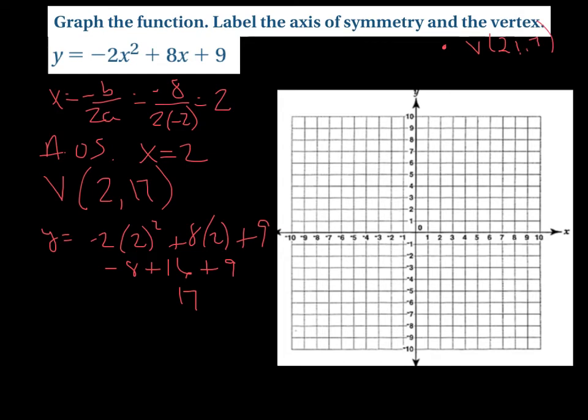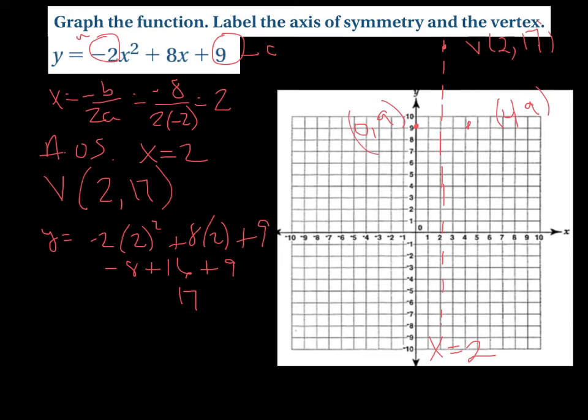Okay. Clean that up a little bit. (2, 17). I know my graph is going to open down because my a value is a negative. I know that my y-intercept is here at my c value at (0, 9). Okay. I know that my axis of symmetry is coming through x equals 2. So there's my axis of symmetry. Now my y-intercept was 2 units to the left, so I'm going to have another point 2 units to the right at (4, 9). And here's the point (0, 9).